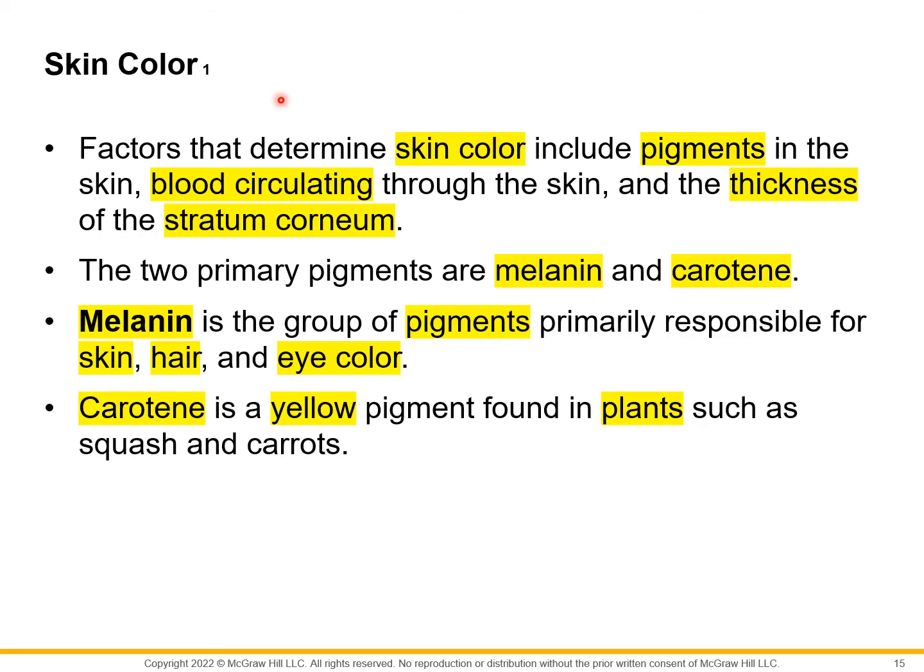Let's now talk about skin color. So the factors that determine skin color include pigments, the blood that is circulating through the skin, and the thickness of the stratum corneum. Now the two primary pigments are melanin and keratin. Okay, so ayan po. First up is melanin. So melanin is a group of pigments that is primarily responsible for skin, hair, and eye color.